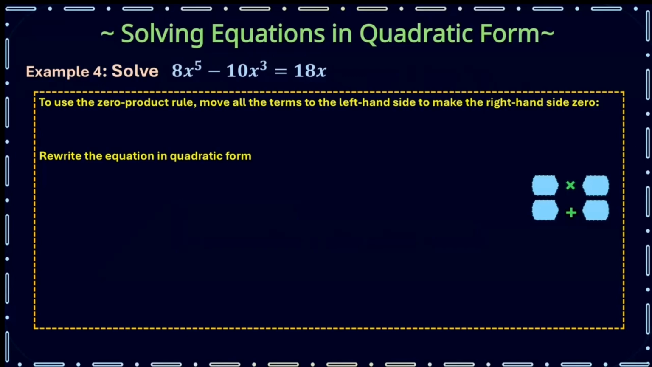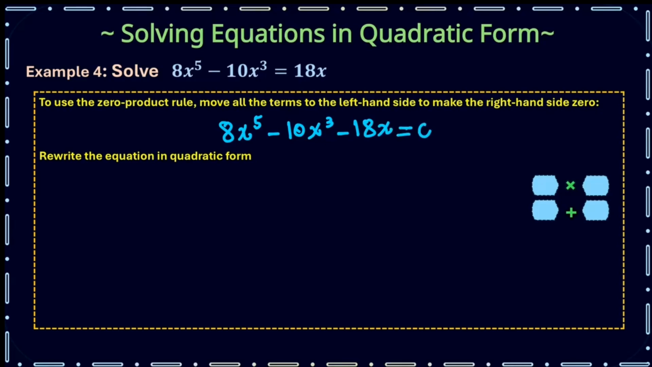Let's look at the fourth example. Here we have an equation that involves 3 terms. And once again, just like the previous equation, I am going to move the 18x to the left and set equal to 0 to get 8x to the 5 minus 10x cubed minus 18x equal to 0. We ultimately have to use the zero product property.